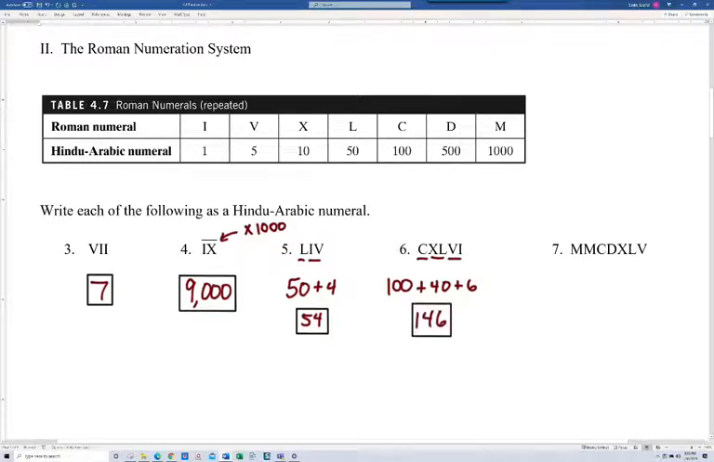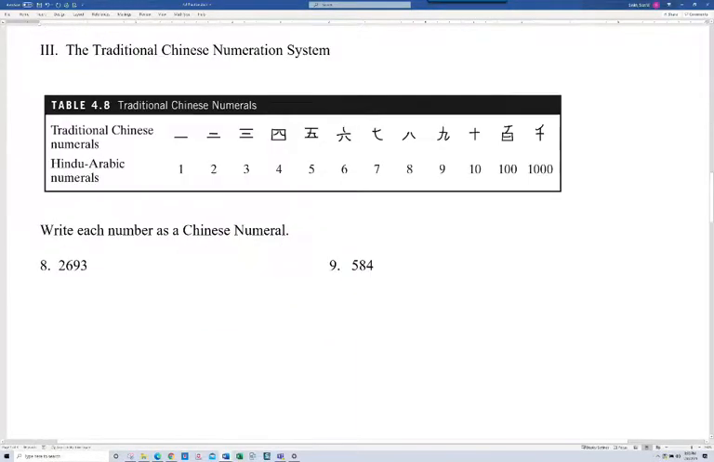And so that's 146. Now on number 7, the two M's are thousands, and those are bigger than the C, which represents 100. So we've got 2,000s, or 2,000. And then notice C is 100 and D is 500. So we're going to subtract 100 from 500. That's going to be 400. And then the X and the L, those are going to go together too. You're going to subtract 10 from 50, and so that'll be 40. And then don't forget your 5. So we're going to get 2,445. All right, let's move on to the next slide.